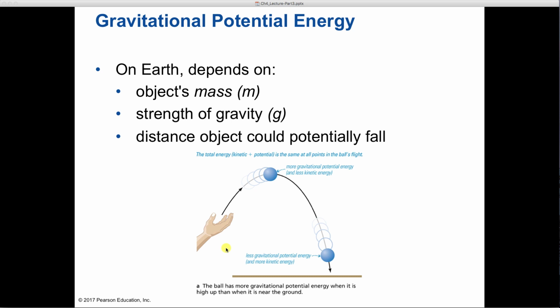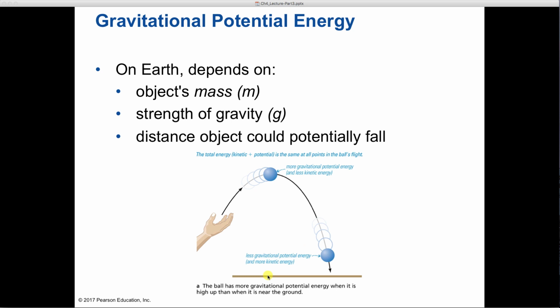Then as it falls, it's gaining kinetic energy back. Where does that kinetic energy come from? Where does it go on the way up, and where does it come from on the way down? What we say is it goes into, and comes from, gravitational potential energy. As an object goes higher and higher, the mass doesn't change, and the strength of gravity doesn't necessarily change, although it could, but the distance that the object could fall changes. The higher you go, the greater the potential for the object to come back down and travel at a higher speed when it lands.